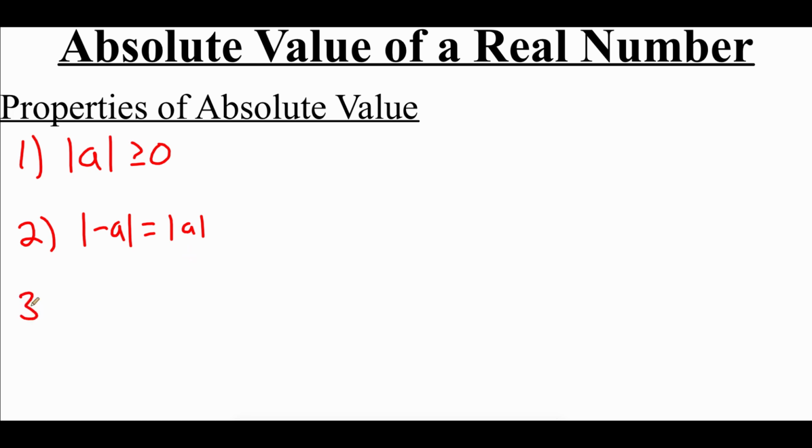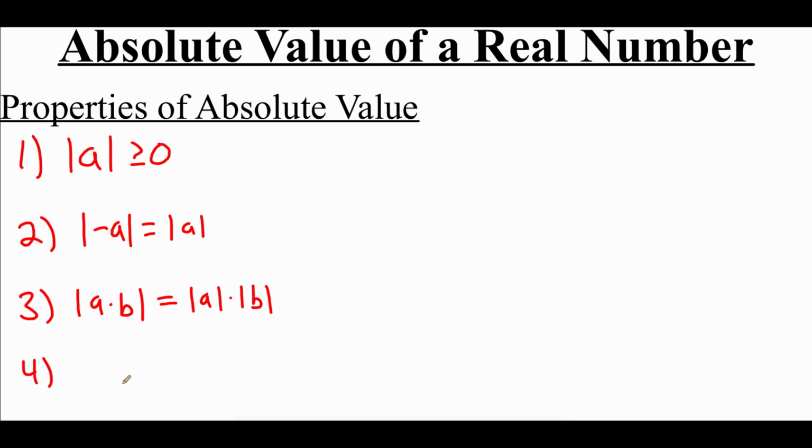Our third property deals with multiplication inside of some absolute value brackets. What we're allowed to do is we could actually split this up into separate absolute values. So here we've got a times b on the inside of our absolute value. We could split that into the absolute value of a times the absolute value of b, and we would get the exact same answer.